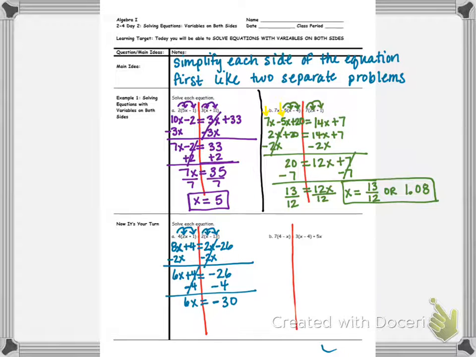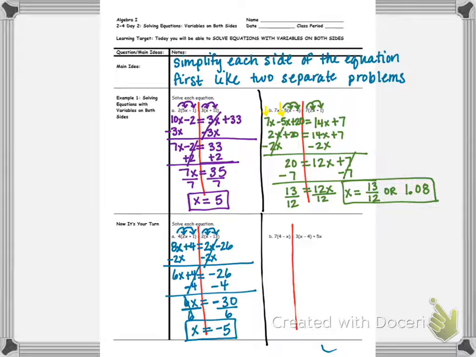So now I need to go 6 times x, so I do the inverse and divide by 6 on both sides. Those cancel out. That leaves me with x. Negative 30 divided by a positive 6 is a negative 5. So then if I look on my next equation, I have 7 times 4 minus x equals 3 times x minus 4 plus 5x.